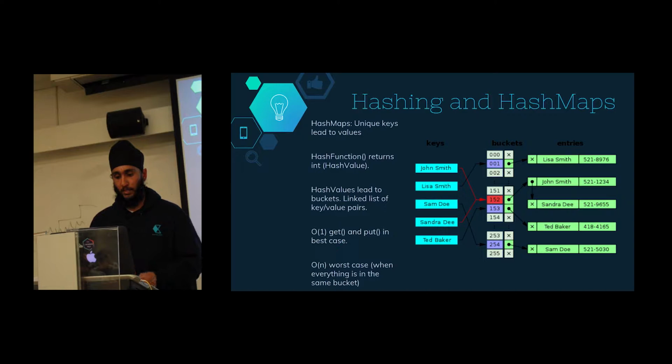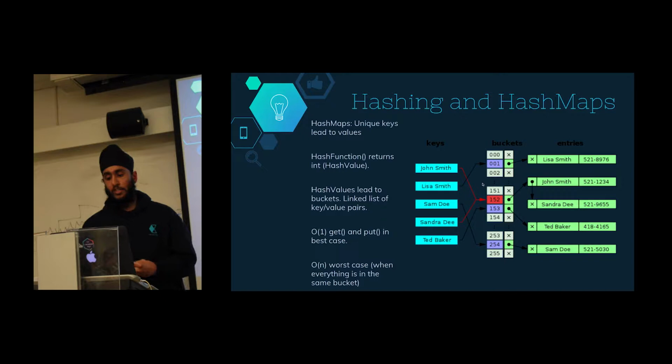So the idea is that you have a hash function that returns an integer, which is a hash value. In this example, we're mapping keys, which are names, to entries of phone numbers. You take your input, your key, and run it through a hash function that returns an integer, and this integer corresponds to a bucket. Once you enter this bucket, you have access to some entries. For example, if you run your hash function on John Smith, you get a specific value, 152. Then you check the 152nd bucket, see what is in that bucket, and go through it to see if any of them are John Smith.